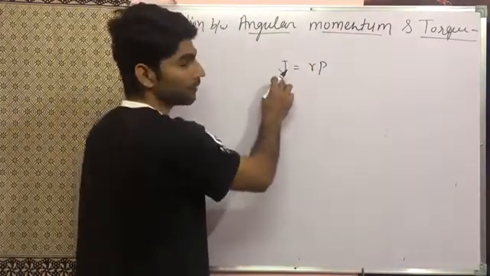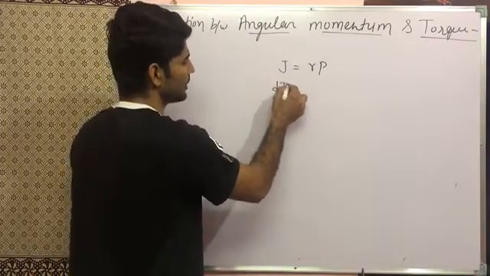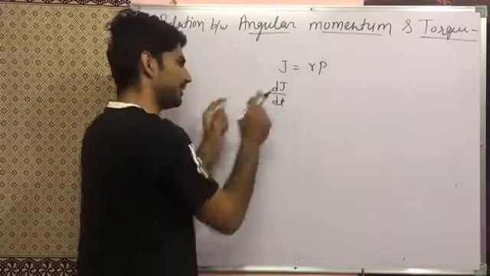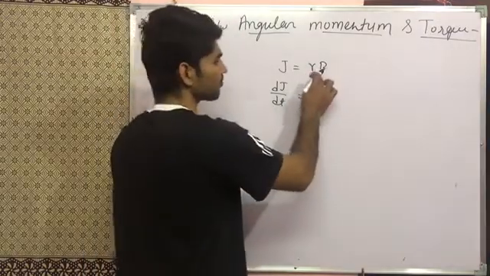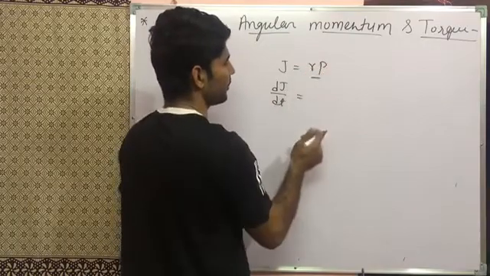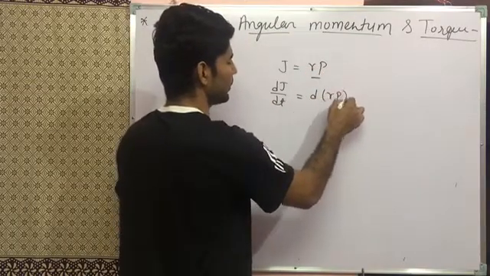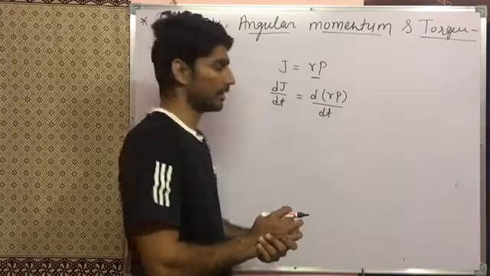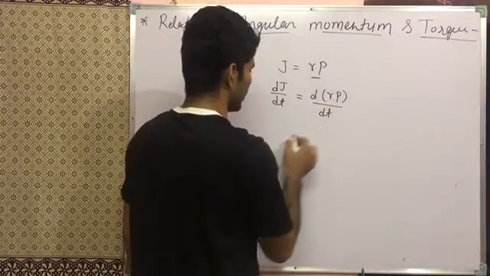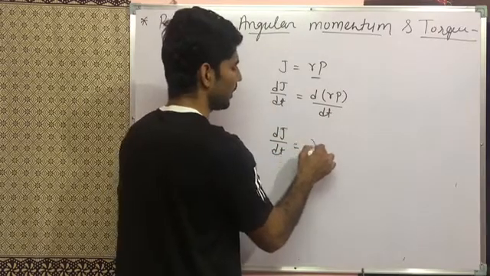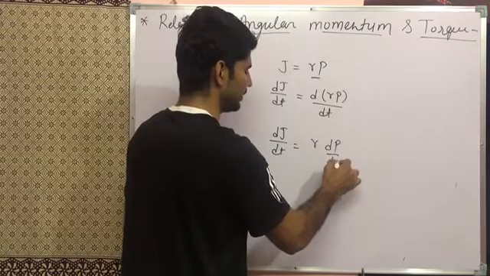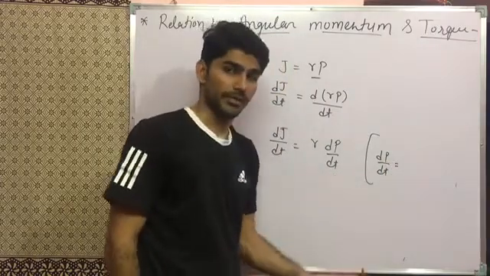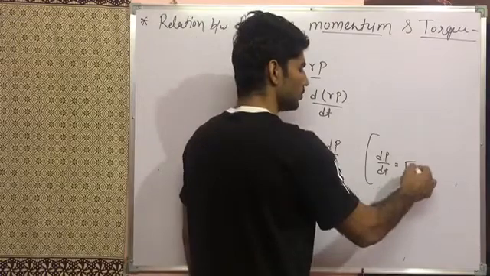Here we differentiate it with respect to time. So when we differentiate the angular momentum J with respect to t, dJ by dt equals d of r into p upon dt. Here r is the radius, or radius of gyration, which is constant, so it will come out. dJ by dt becomes r into dp by dt. And dp by dt is the rate of change of momentum, which equals force.